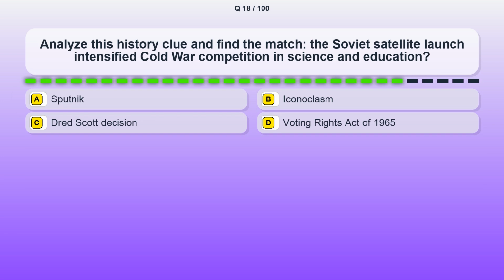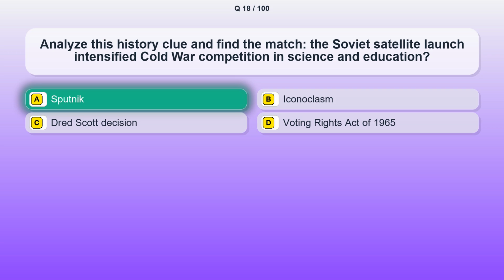Question 18. Analyze this history clue and find the match. The Soviet satellite launch intensified Cold War competition in science and education? Option A, Sputnik. Option B, iconoclasm. Option C, Dred Scott decision. Option D, Voting Rights Act of 1965.